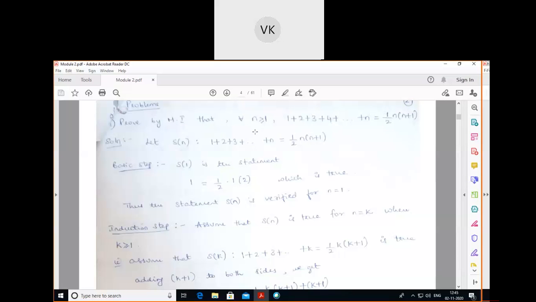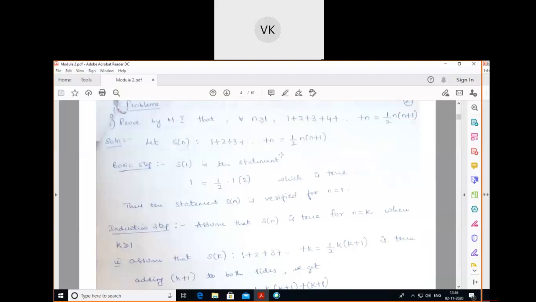The condition he has given is n is more than or equal to 1, so the initial value of n is 1, so we are going to verify that. First is the solution. Let s of n be 1 plus 2 plus 3 plus so on n is equal to 1 by 2 n into n plus 1. I have taken s of n as this expression. This is the given data.